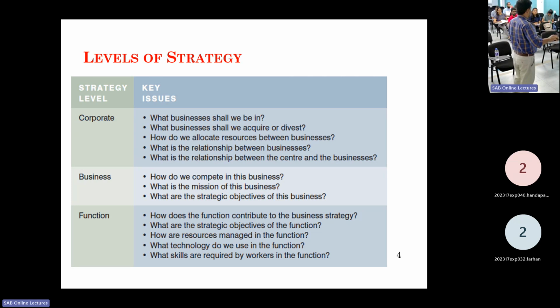And it should answer a third question also. How are the resources managed within the operations department? Now you know what we mean by resources, right? Everything allocated to the operations department, from factories to production lines to staff to technologies to everything. How are such resources managed within the operations department? And the other questions should also be answered. What technology do we use in the department or function? And then what skills are required by workers in the function?